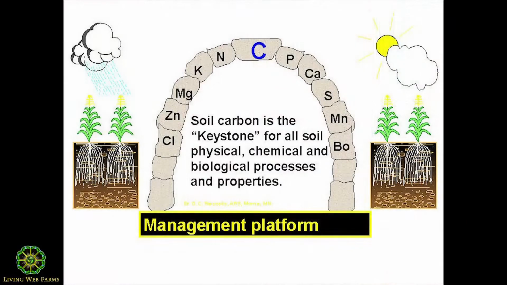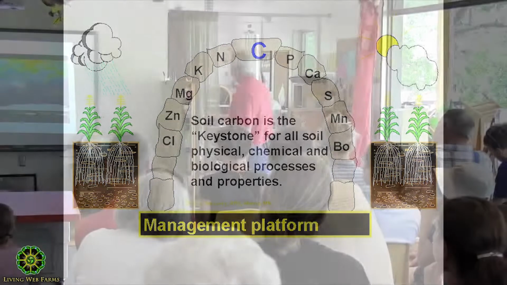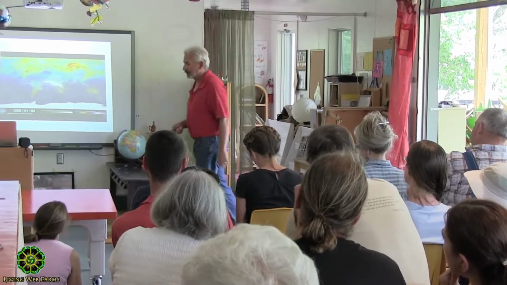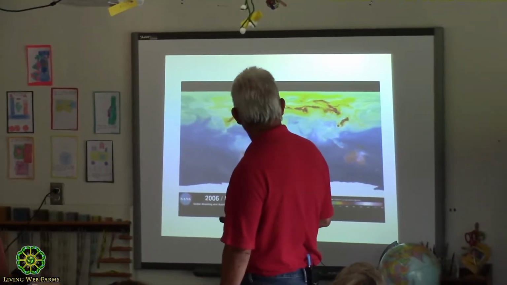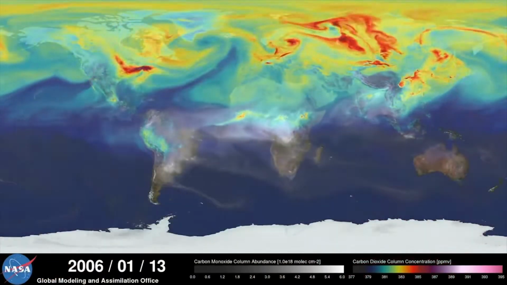Organic matter is 58% carbon. Okay? Now, look what happened. I don't know if we have time for this. I'm a climate scientist at NASA's Goddard. Well, let's just do this real quick because it's so cool.